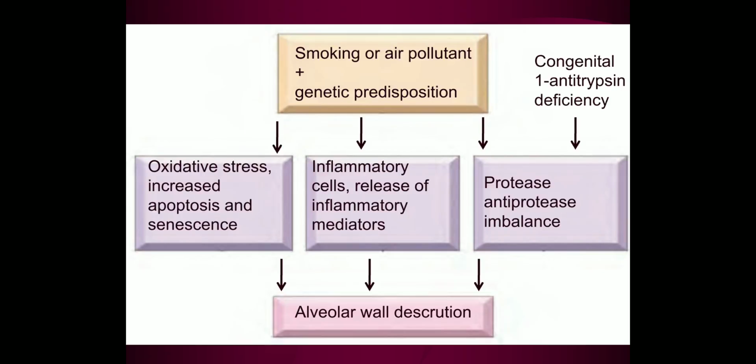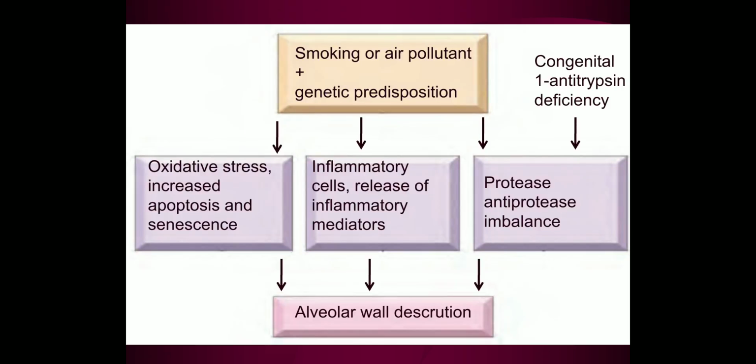Now what happens when there is more exposure to smoking? Basically all the COPD, these things are seen in smokers, especially emphysema, chronic bronchitis. They are seen in chronic smokers. So there will be a history of smoking. And what happens when there is smoking? There will be oxidative stress to the patient with increased apoptosis and senescence of cells. And also there will be release of inflammatory mediators from the inflammatory cells.